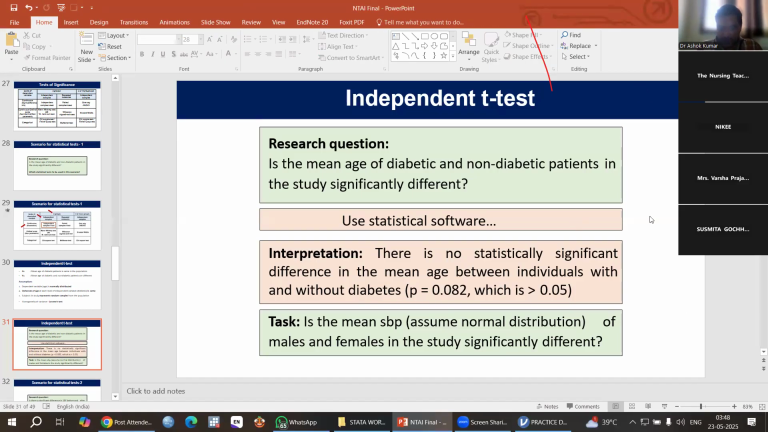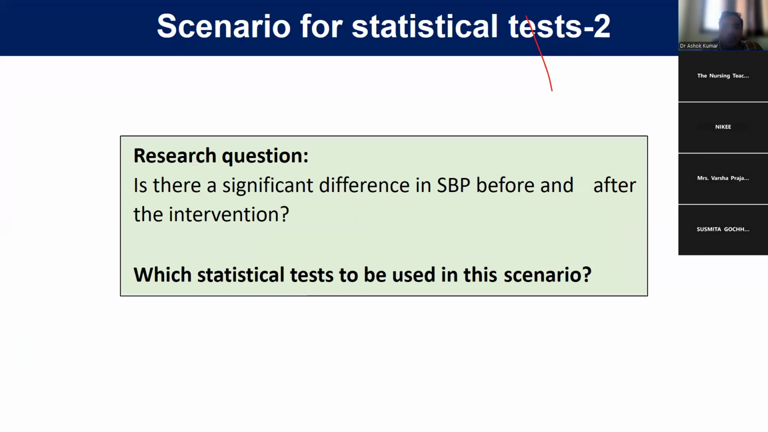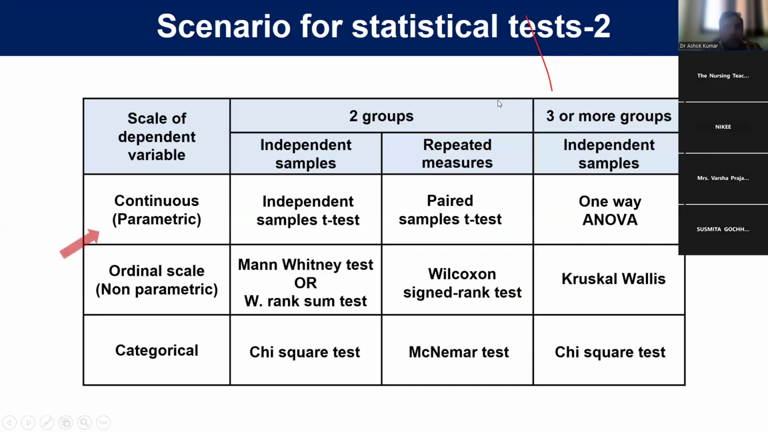Now, next, scenario of statistical test 2. Is there a significant difference in systolic BP before and after the intervention? So it's a before and after intervention. Which statistical test should be used in this scenario? Okay. So what do we have to do? We have to think about it.